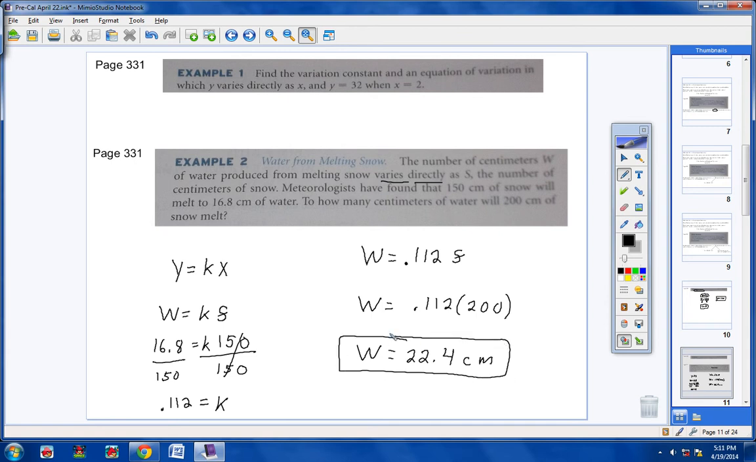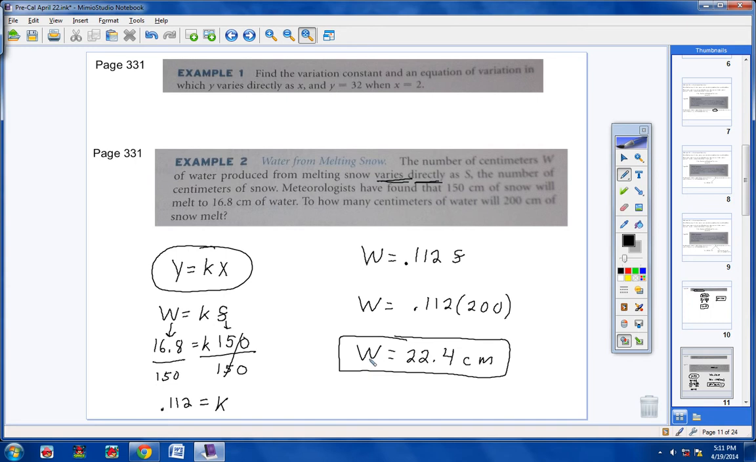So let's quickly review. I noticed in the word problem it says varies directly. So I wrote my direct variation model. Then I realized I was not going to use y or x. So I looked at the word problem and I realized I had to use w and s. And then I made sure that I knew what w stood for. I made sure that I knew what s stood for. I made the proper substitutions. I solved for k, and then I finished the word problem.